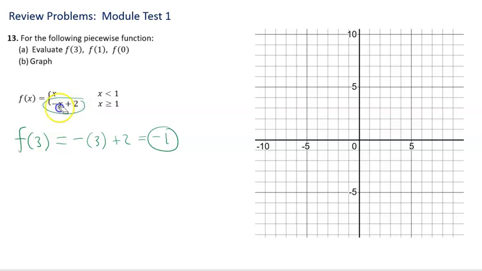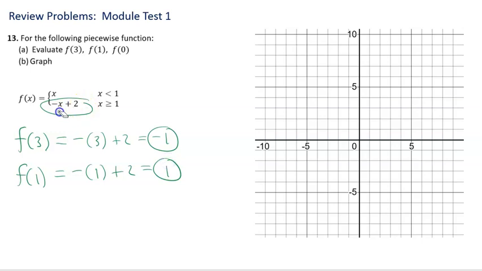And now I'm going to reevaluate. So now I'm finding f of 1. Again, this is saying x is 1. What is my y value? So if x is 1, which one do I use? Do I use the top one? Well, no, because 1 is not less than 1. Do I use the bottom one? Is 1 greater than or equal to 1? It is. So I use the bottom equation again, and I plug 1 in for the x. So negative 1 plus 2, and we know negative 1 plus 2 is 1.